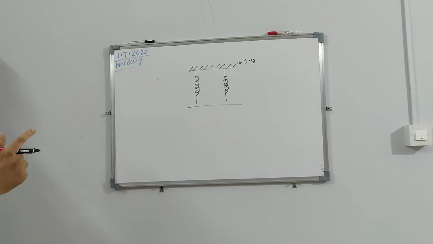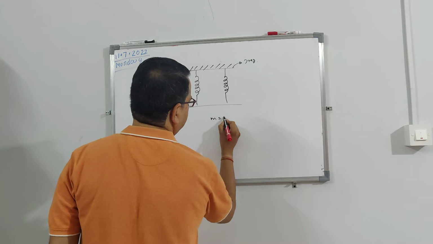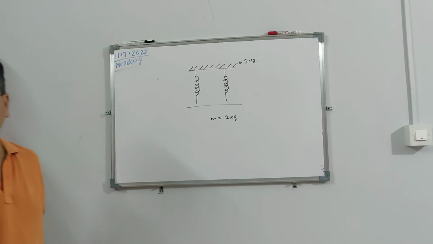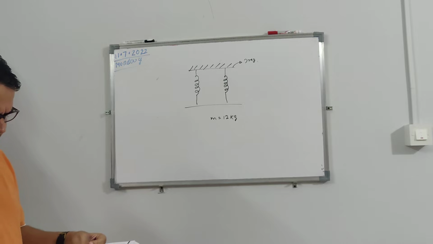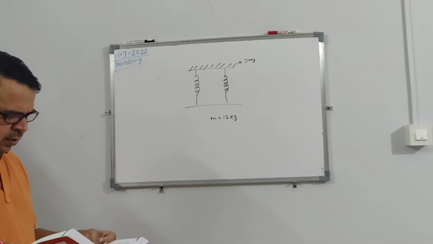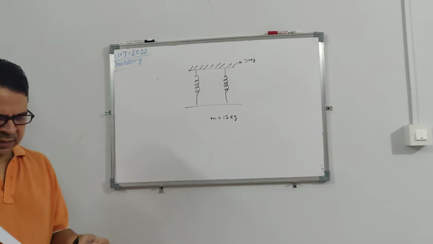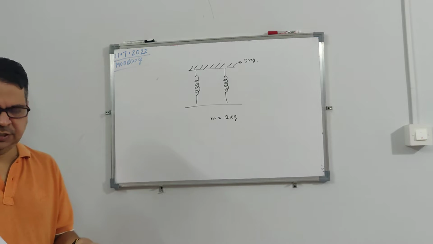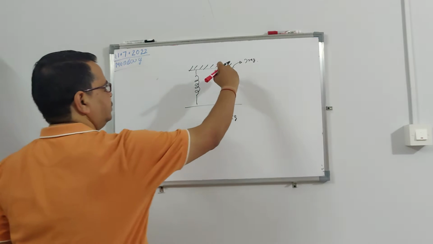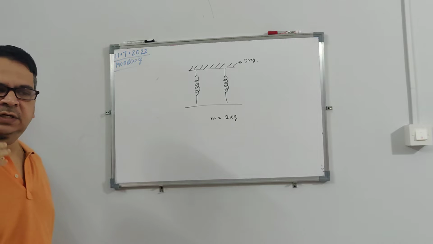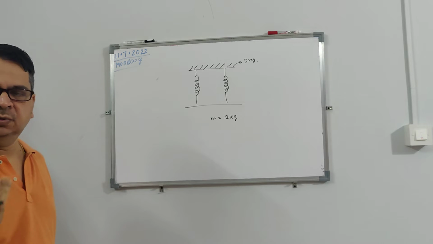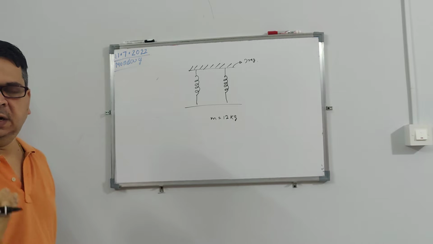You have two springs which are supporting a tray of mass 12 kg. When the tray is pressed down slightly and then released, it executes SHM, simple harmonic motion. So you just push this tray a little bit and then you remove your hand. Because it is in ideal simple harmonic motion, there is no air resistance, it will start oscillating indefinitely.